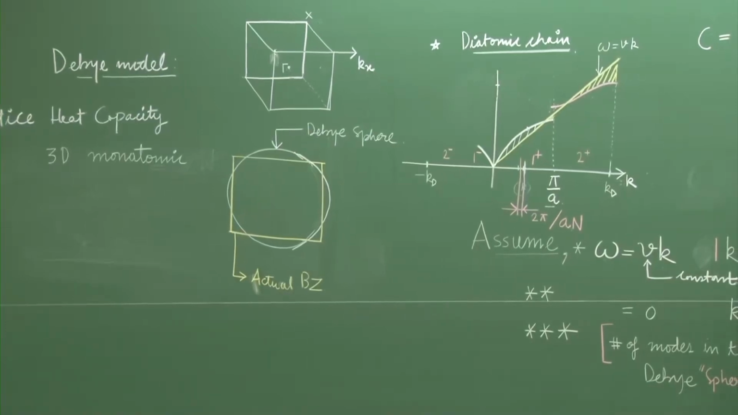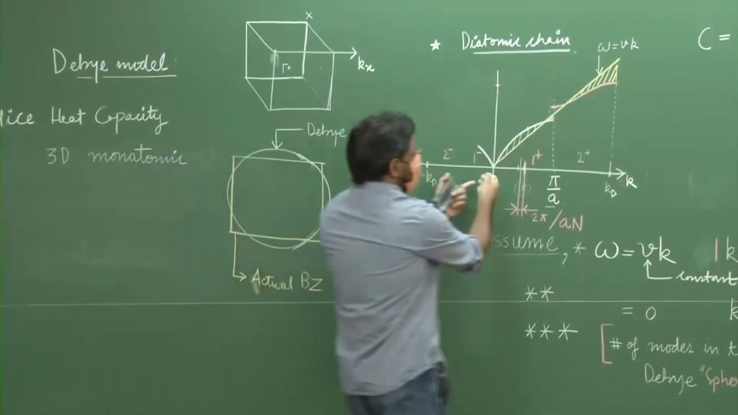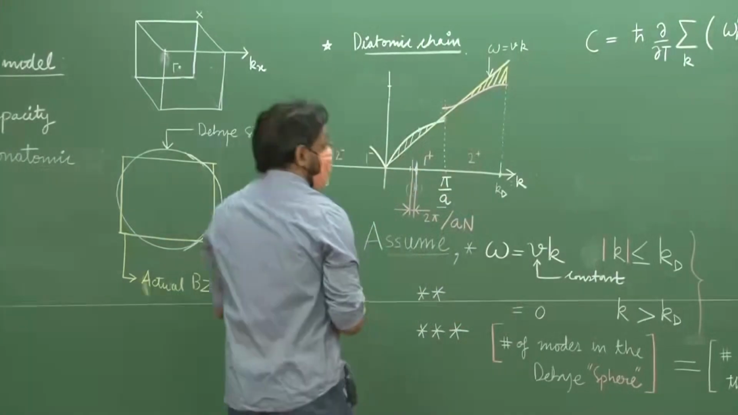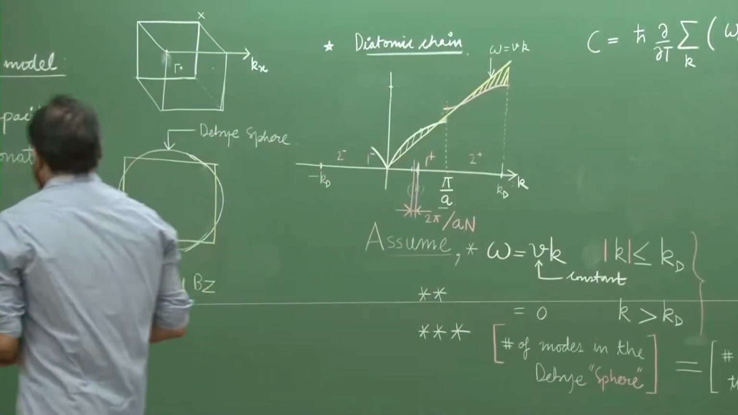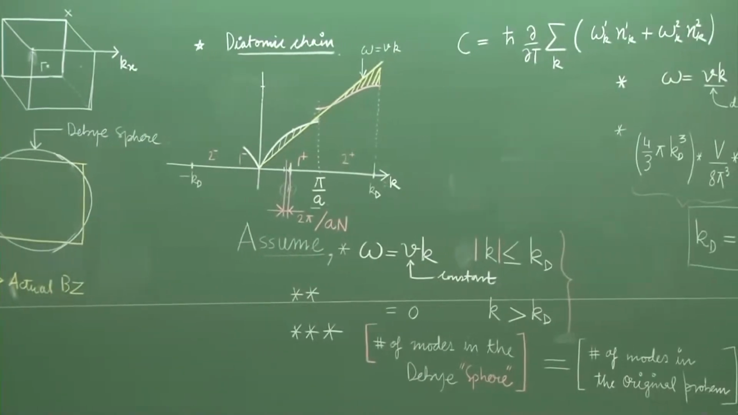And how do you take care of complex solids where you have optical branches also? You just need to extend the kd. kd will go on extending. So, let us take one more example to make this very, very clear. So, my next example is 3D diatomic.